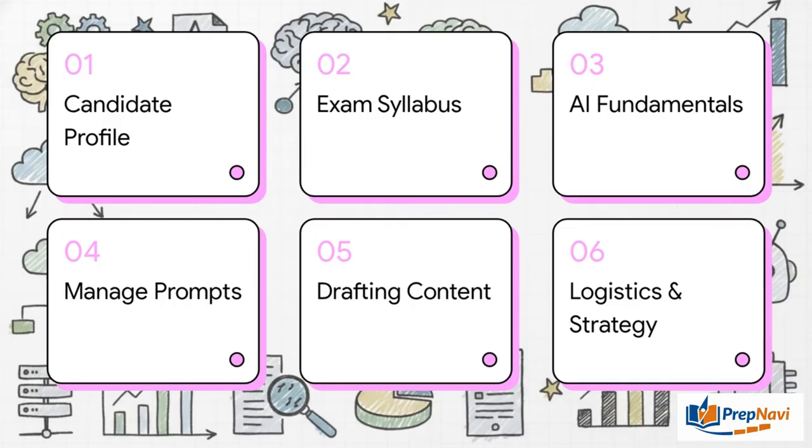Okay, let's dive right into this. Here is our roadmap for today's explainer. First, we'll define the ideal candidate profile, then visualize the exam syllabus. After that, we'll break down the three core pillars: Gen AI fundamentals, prompts and conversations, and drafting content. Finally, we'll wrap up with logistics and strategy.